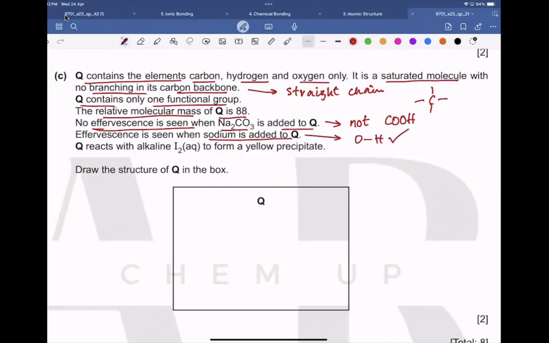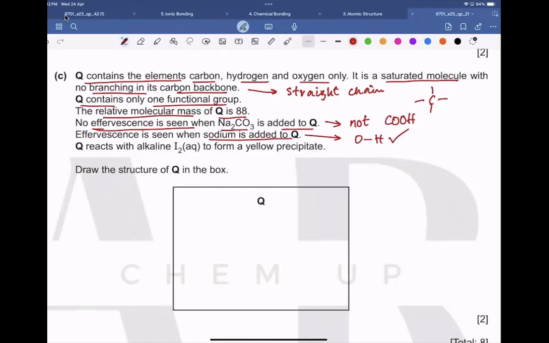No, Umar, sp2 is the one which forms a pi bond. If an atom, a carbon, oxygen, or nitrogen, is forming one pi bond, then it is sp2 hybridized. And if it is forming all single bonds, or all sigma bonds, then it is sp3 hybridized.